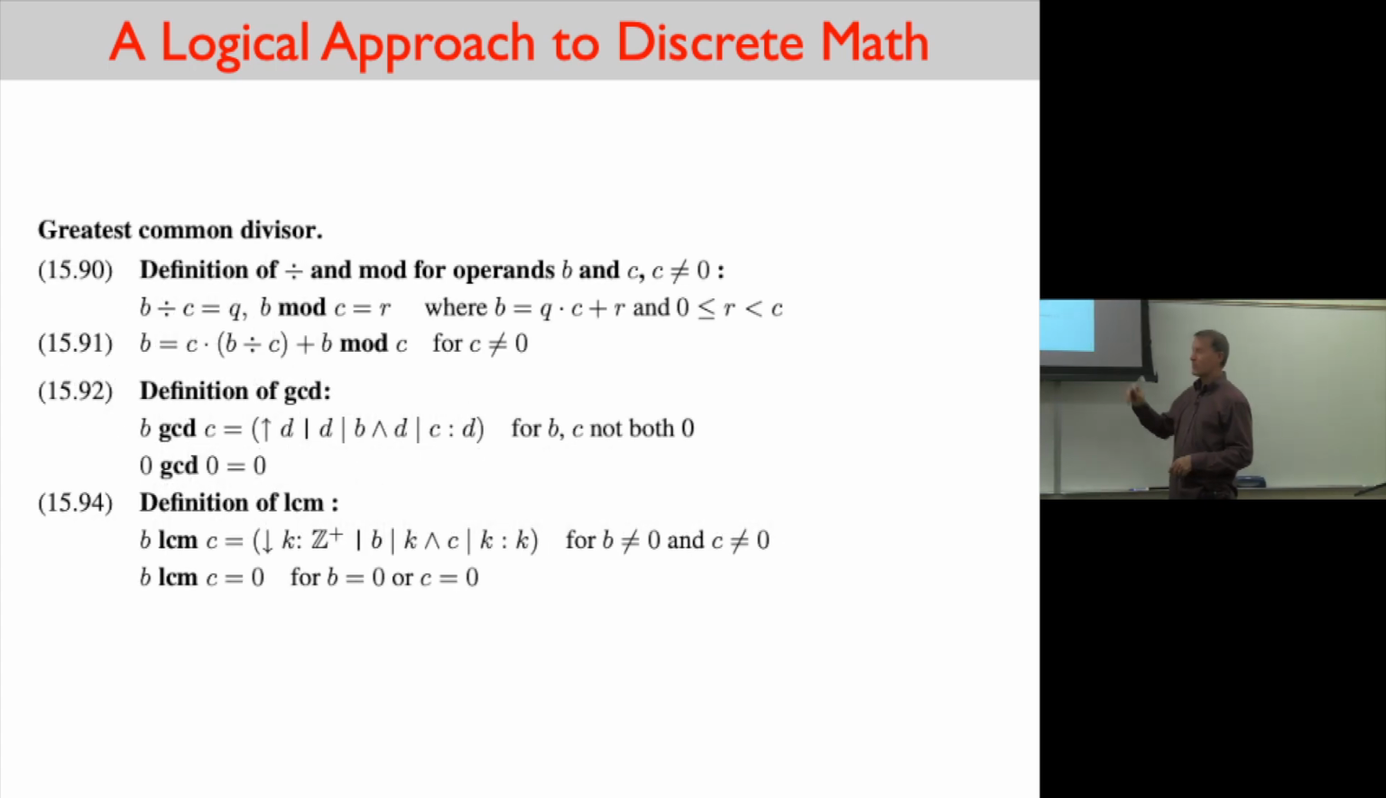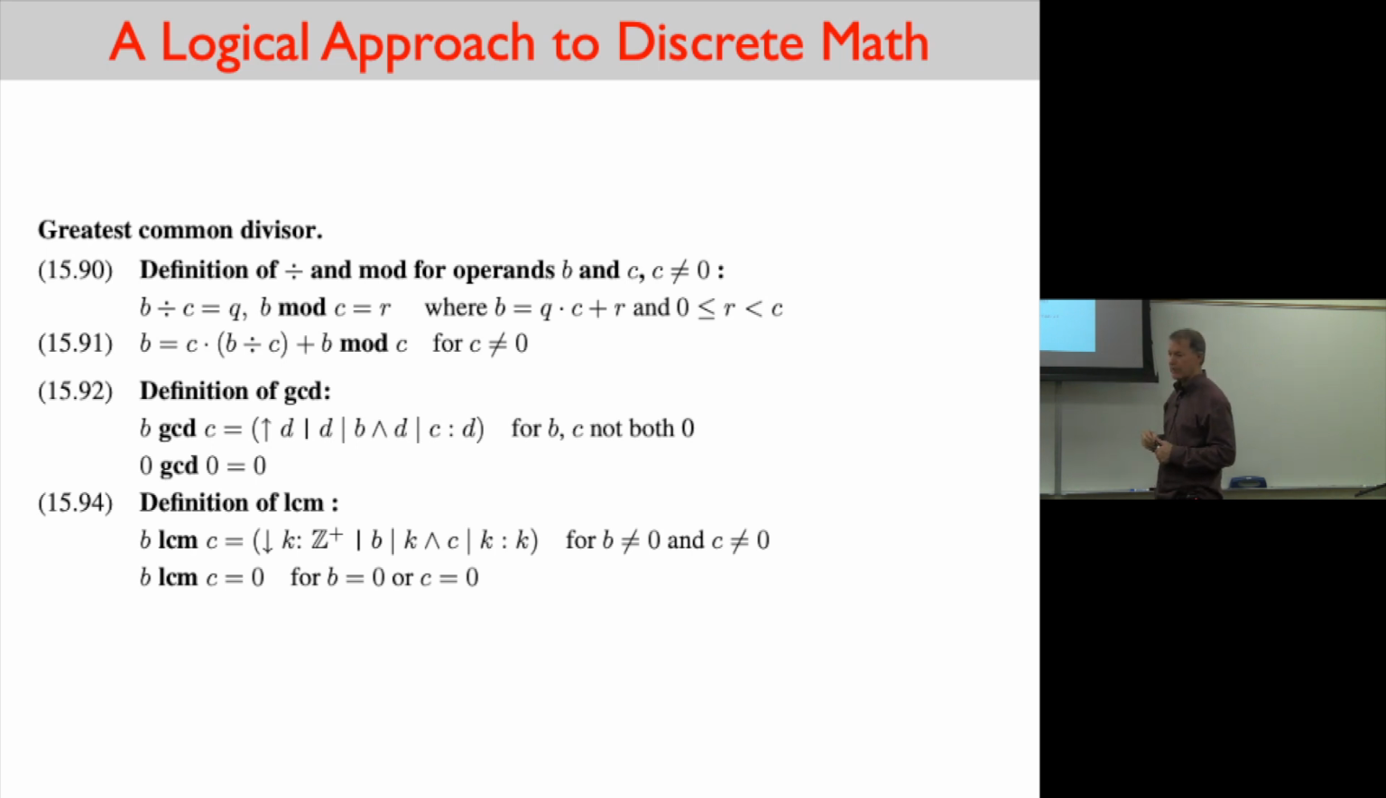Now, the next thing that we want to look at is the greatest common divisor. You guys have done greatest common divisor, I'm sure, in manipulating fractions, right? So, before we do the definition of greatest common divisor, which is 15.92, let's take a look at the definition of divides and mod for operands B and C.